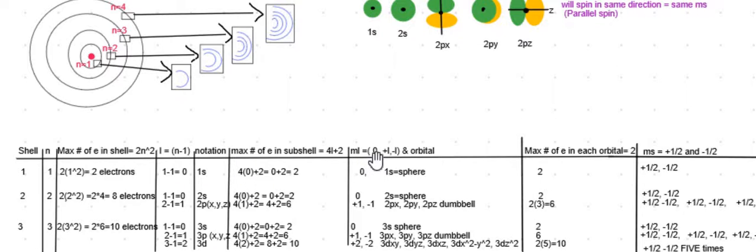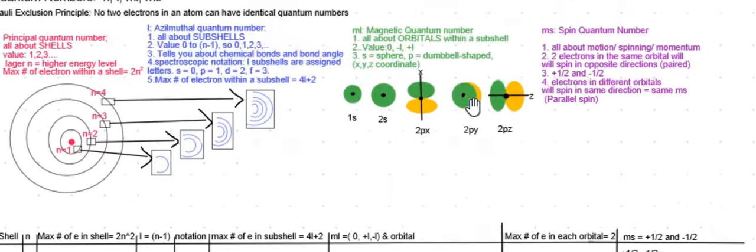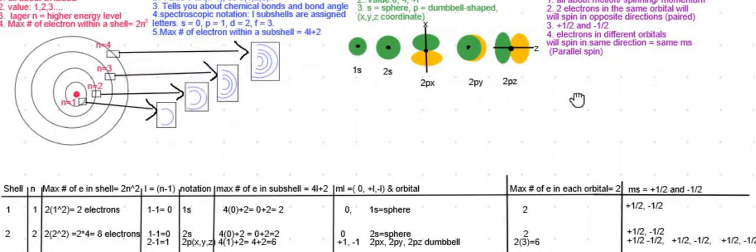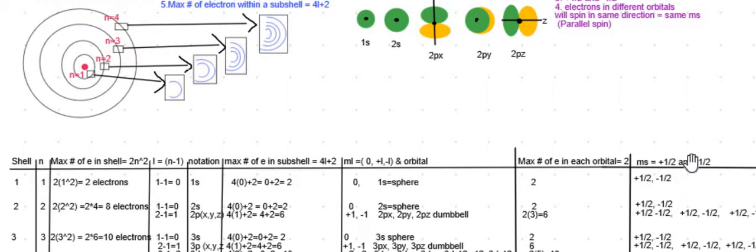Now ML can be 0, and ML can be plus L to minus L. And so when L is 0, ML is 0. And the shape is a sphere because of the 1s notation. Now, for ml, the maximum number of electrons in each orbital is 2. It's always 2. Remember, for ml, the maximum number of electrons is always 2 in each orbital. And then for ms, which is all about spin and momentum, it would just be plus half and minus half.